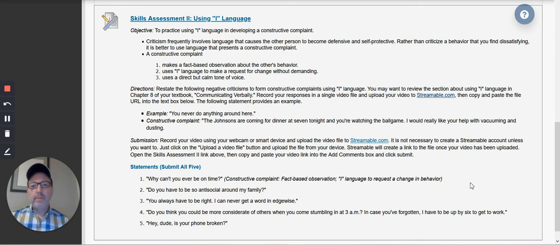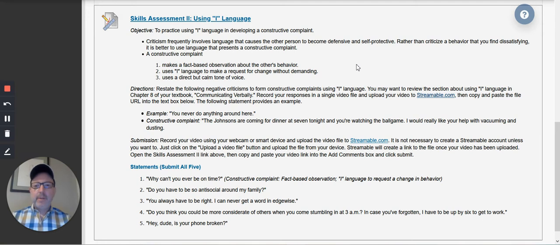So let's take a look at what those steps are, and that's what I have up here. So an I statement does a couple of things. First of all, it makes a fact-based observation about the other's behavior. So what specifically is that other person doing? Not just generally, but as specific as you can make it.